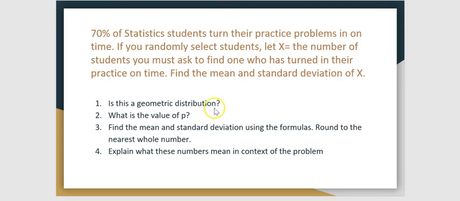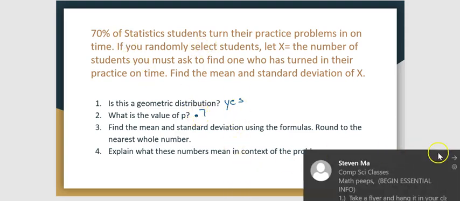The first question we have to decide is, is this a geometric distribution? Does it meet our three qualities? Am I repeating trials until I get a success? Yes. Are there only two outcomes, success or failure? Yes, either you did it on time or you didn't. Are the trials independent? Yes, each of you are individuals who make your own decisions, so we meet all three requirements. Yes, this is a geometric distribution. What is the value of p? The probability of success for any individual student is 0.7, because 70% of you do it on time.